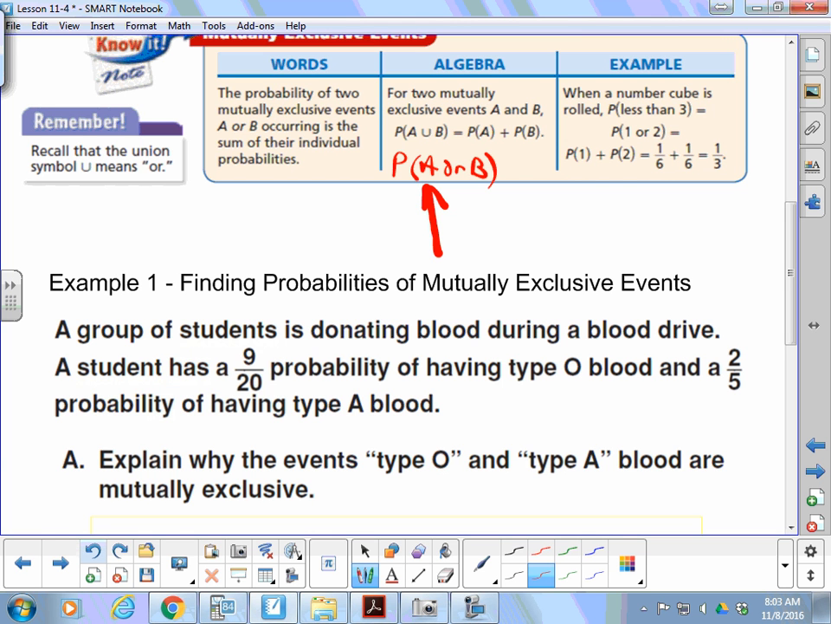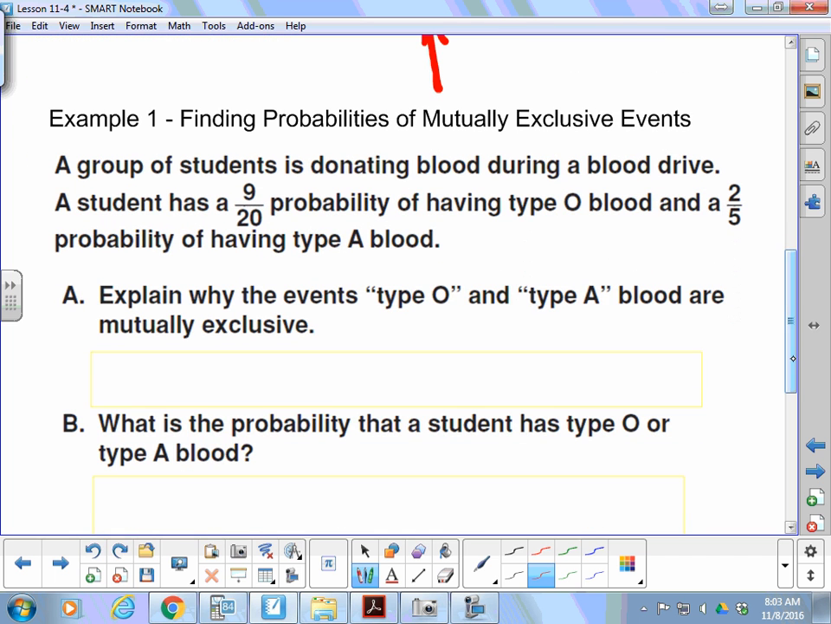Okay. So a group of students donating blood during the blood drive. Anybody giving this Friday? No? Hey Liz, okay, all right.